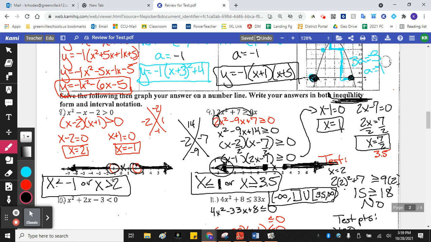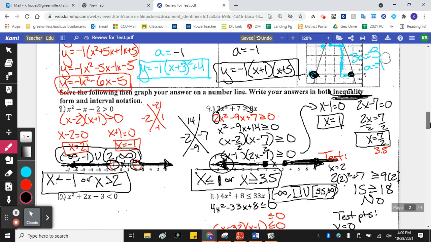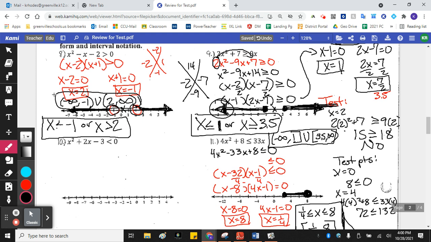Okay. Interval notation, and then this question is done. So this is going left forever, -infinity to -1, parentheses because it's open, and then 2 to infinity. There you go. 10, set equal to 0.